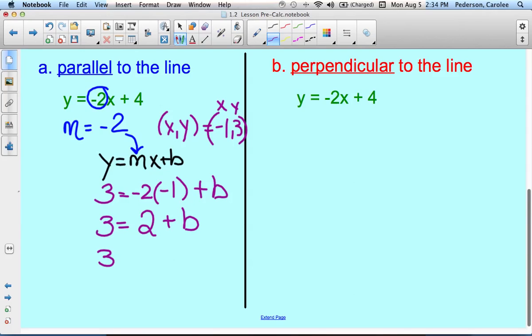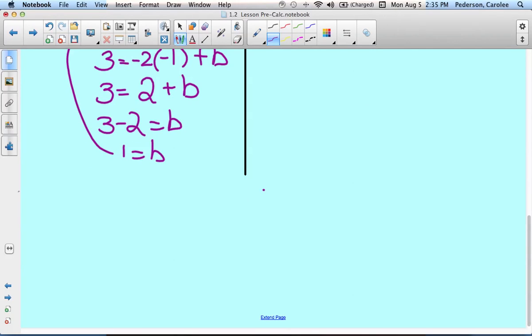Subtract 2 from both sides, and b equals 1. So our y-intercept now is 1. Now we come up with our new equation of a parallel line to that green one. So now y equals negative 2 as our slope, and then our y-intercept of 1.